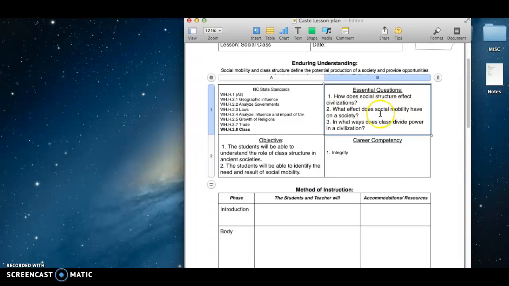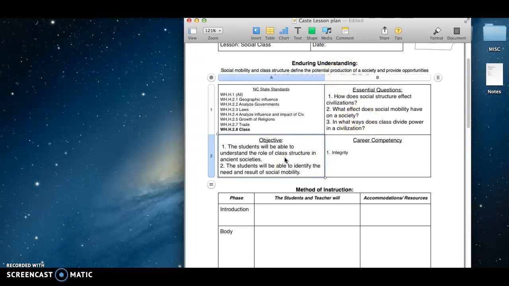So what effect does social mobility have on a society? You're still kind of on that base level. This one, in what ways does class divide power in a civilization? That's an interesting question, because you can argue it a lot of different ways, a lot of different examples. And if we can answer these things, then I believe we understand our enduring understanding.